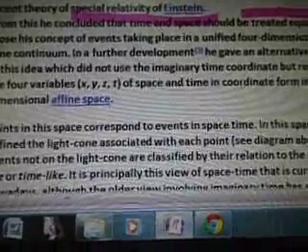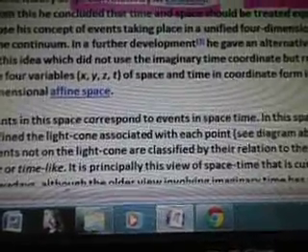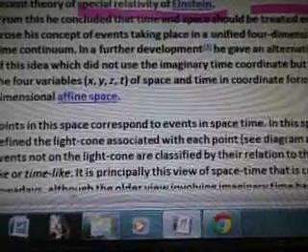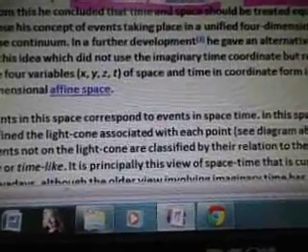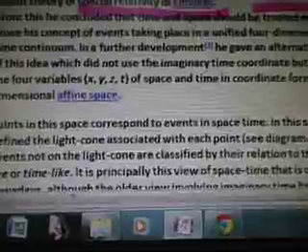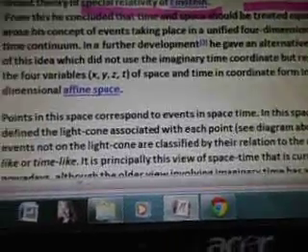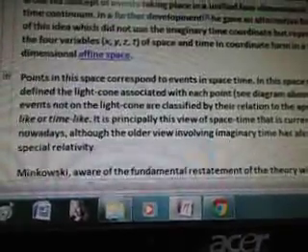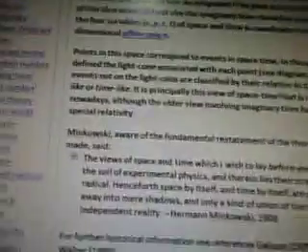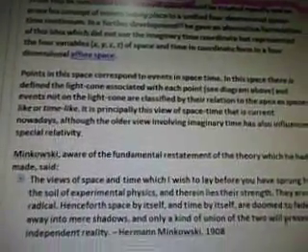In a further development, he gave an alternative formulation of this idea, which did not use the imaginary time coordinates but represented the 4 variables x, y, z, t of space and time in coordinate form in a 4-dimension affine space. Points in this space correspond to events in space-time. In this space, there is defined the light cone associated with each point. I'm not sure what that means.